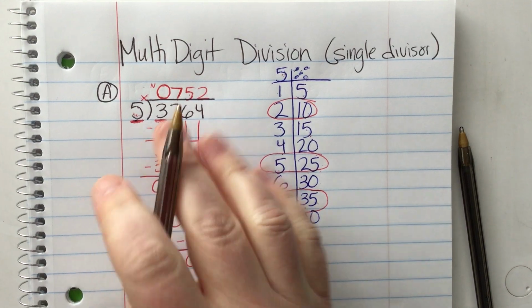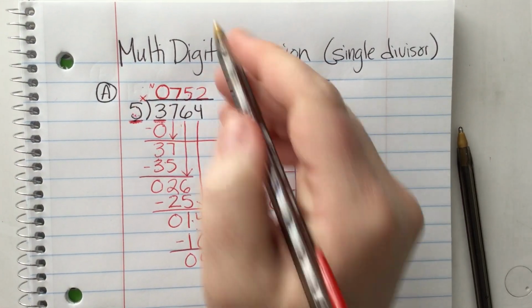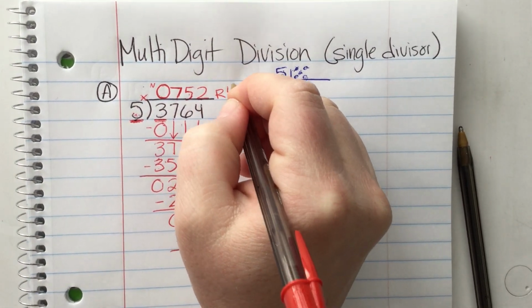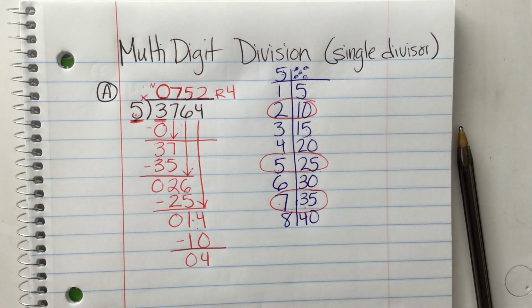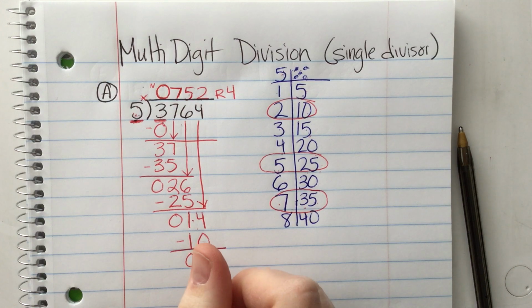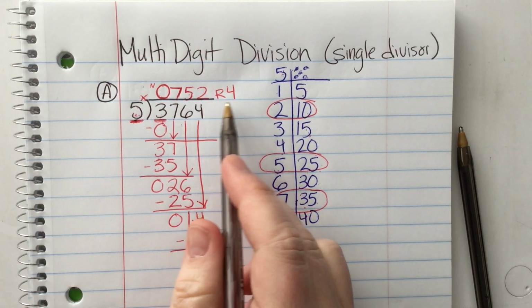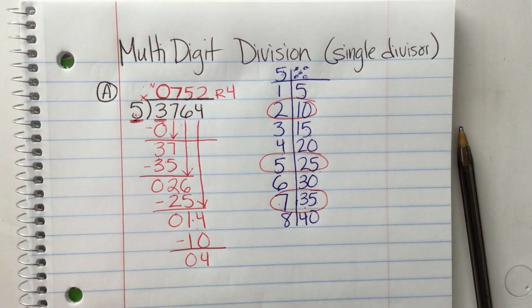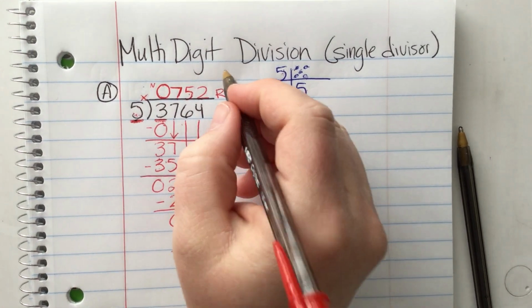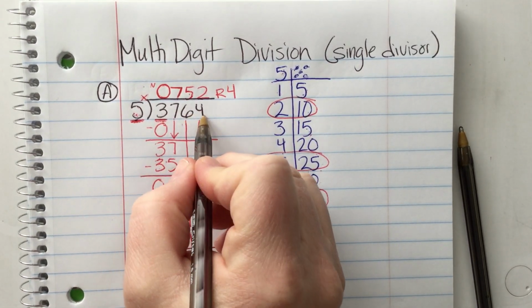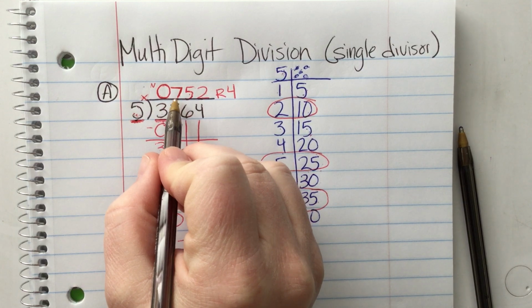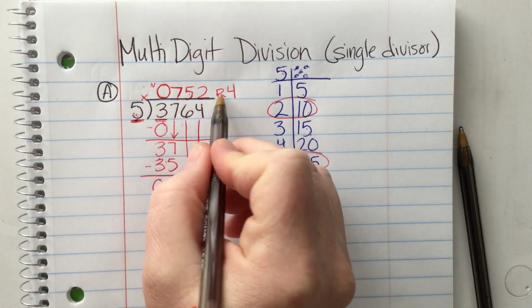For the purposes of just learning long division, we're going to say that the remainder is 4. As we go forward and learn more about long division and go into decimals, we will do something after this step, and we won't just call it a remainder. We'll keep going with that division. But for this purpose, we're just going to stop and say that 3,764 divided by 5 is 752, remainder 4.